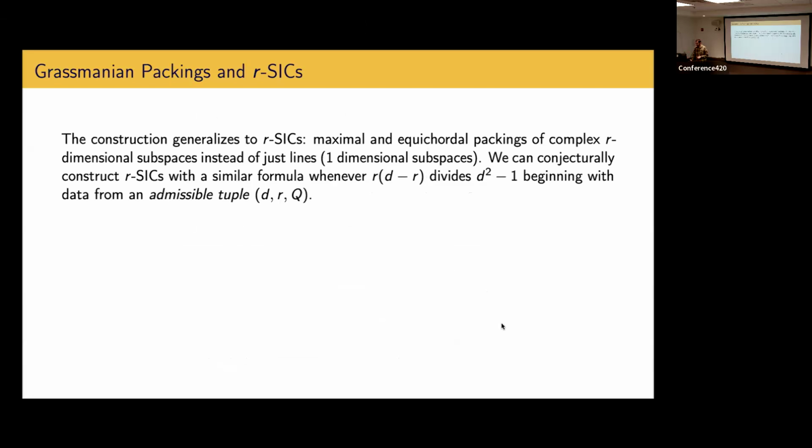Okay. We can generalize this. Instead of rank 1 POVMs, I can ask for rank R POVMs. So D squared rank R projectors. And we get something similar called an admissible tuple, where R features in the equation.